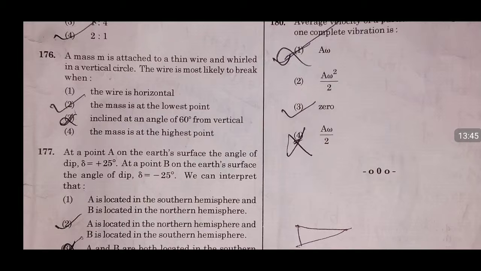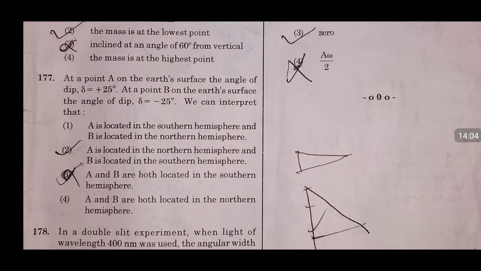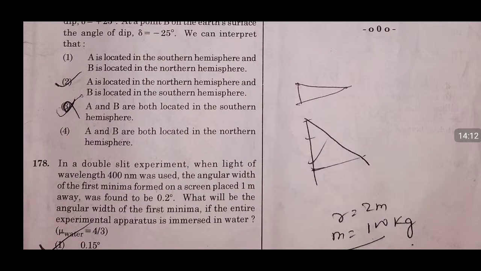Question number 177: At a point A on the earth's surface, the angle of dip is equal to plus 25 degrees. At a point B on the earth's surface, the angle of dip is equal to minus 25 degrees. What can we interpret from that? Option B: A is located in the northern hemisphere and B is located in the southern hemisphere. Option B will be the right option.